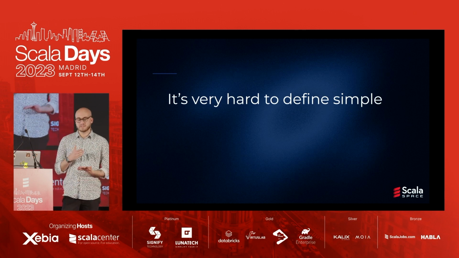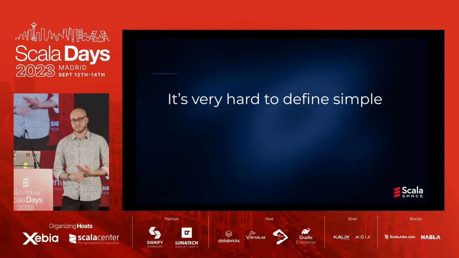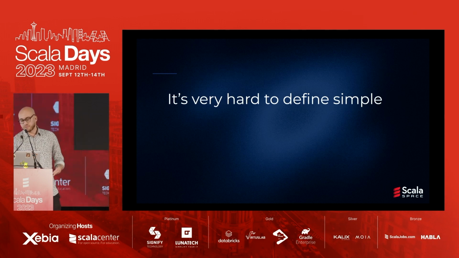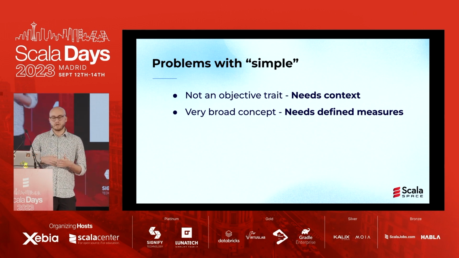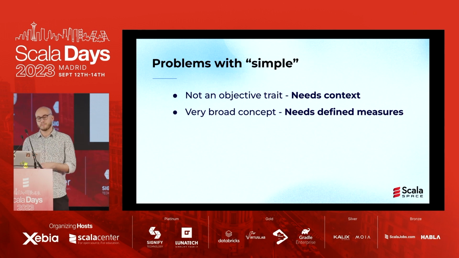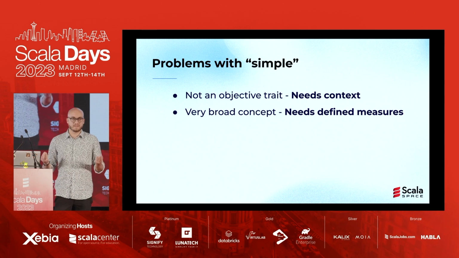This word is used very often in the context of when people reason about the design of libraries, the design of APIs, of languages. But if you want to create something that's simple, you have to think about it a bit more, because it's not an objective trait. It always needs context. Something may be simple, for example, in one problem or for one person, but not for the other. And it's also a very broad concept. So actually, I think that it doesn't have a clear meaning.